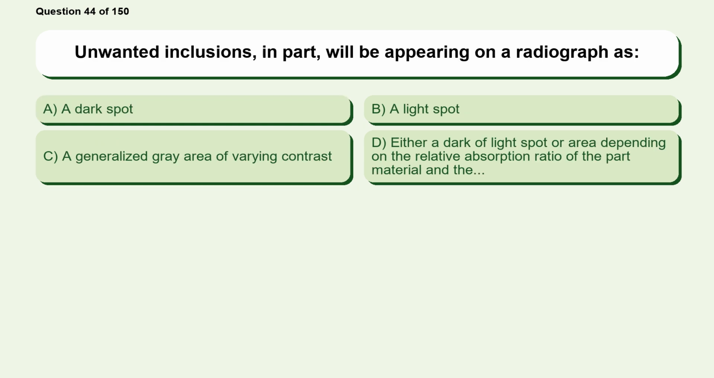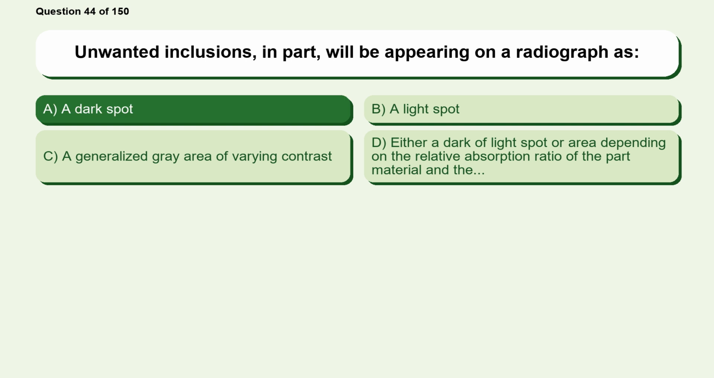Question 44. Unwanted inclusions, in part, will be appearing on a radiograph as: option A, a dark spot. Option B, a light spot. Option C, a generalized gray area of varying contrast. Option D, either a dark or light spot or area depending on the relative absorption ratio of the part material and the inclusion. The correct answer is option A, a dark spot.